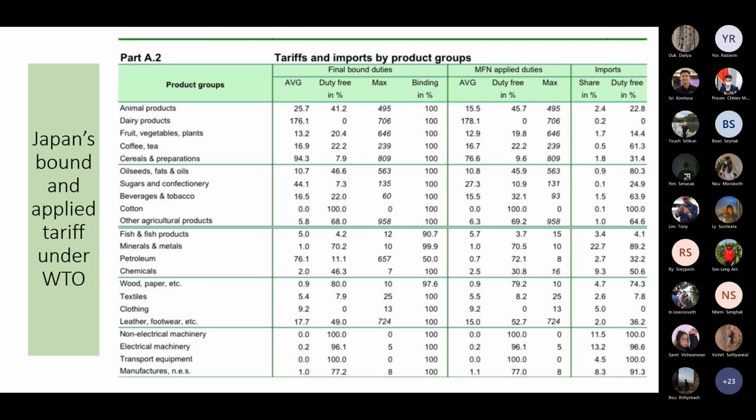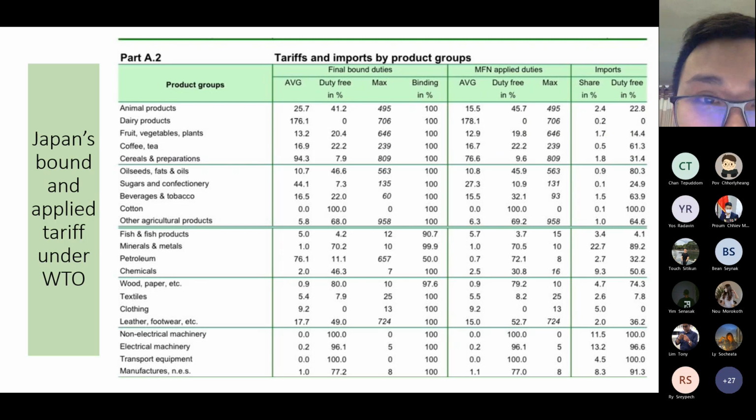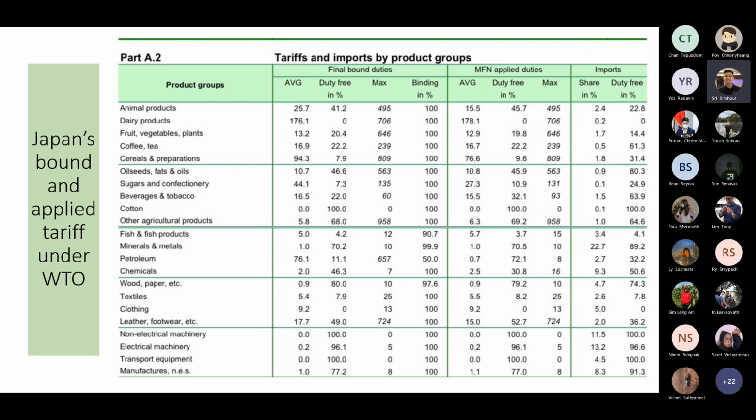Okay. But go to product number 2, dairy product, line number 2. Is it the same trend, the same tendency as line number 1? Any difference? Anybody can guess? Can you see right here? Spot the difference? The average applied duty is actually higher than the average final bound duties.